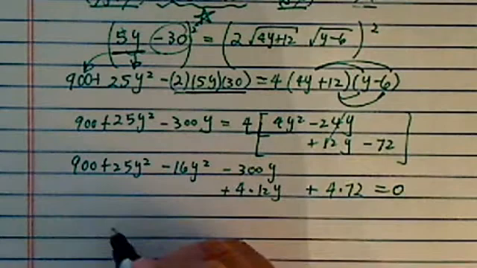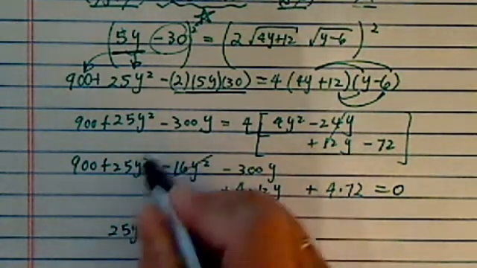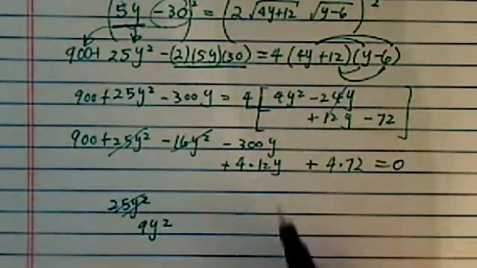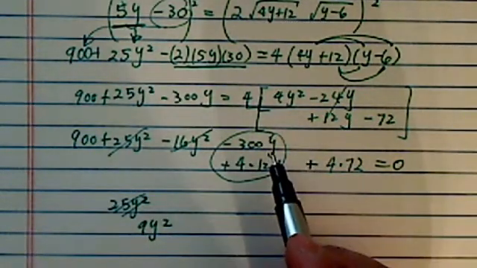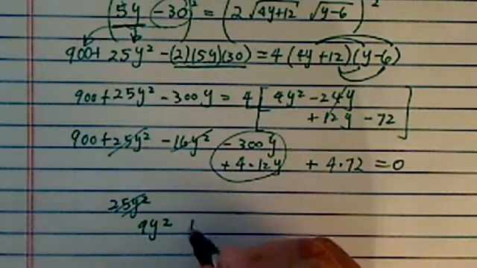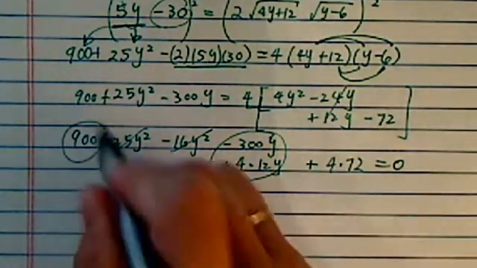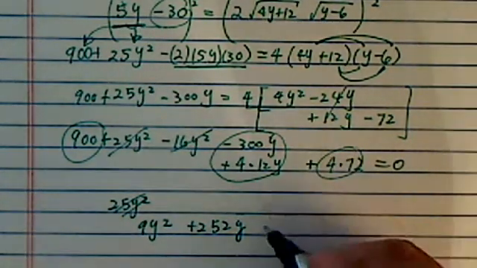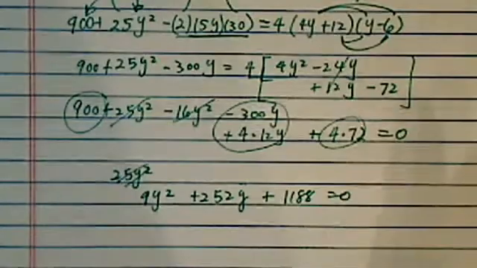Now let's see, we have 25y squared minus 16y squared. Let's just combine this one. This is 9y squared. And then I have this chunk here, that's minus 300 plus 48. That's 252y. And then I have a plus 900 and plus 4 times 72. I think that's 1188. So this whole thing is equal to 0.